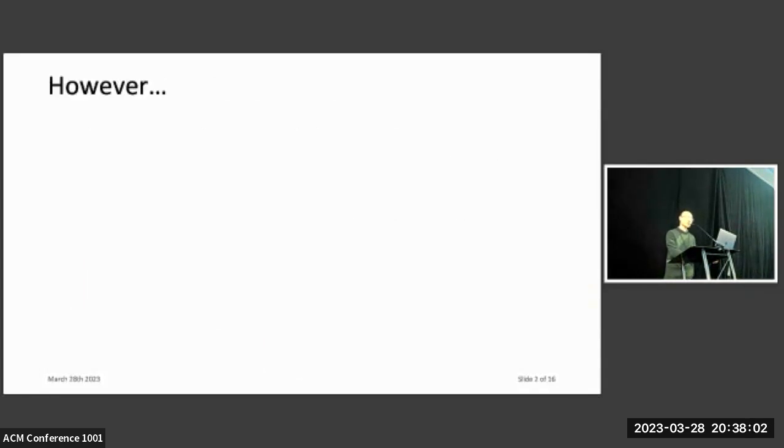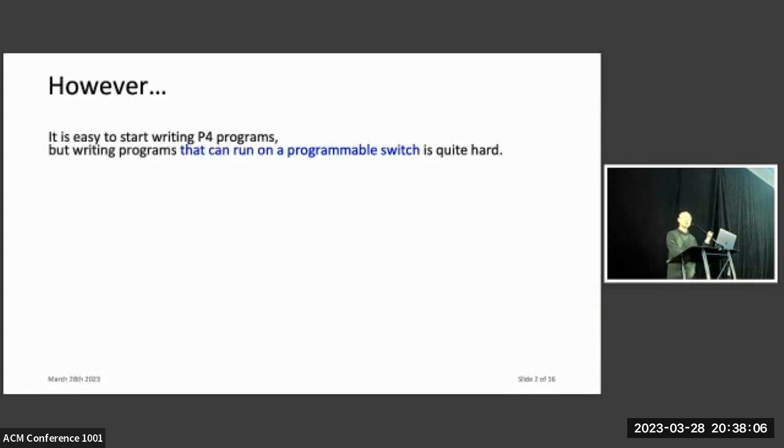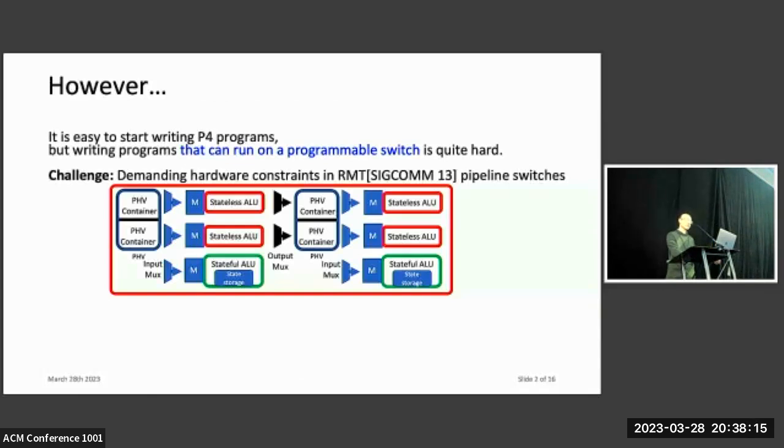It is easy to get started with writing P4 programs. For example, you can read the tutorial or attend a workshop. But writing programs that can run on a programmable switch is quite hard, mainly because the hardware constraints in RMT pipeline switches are very demanding.